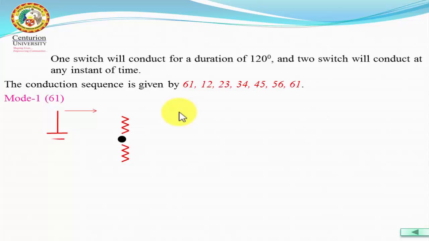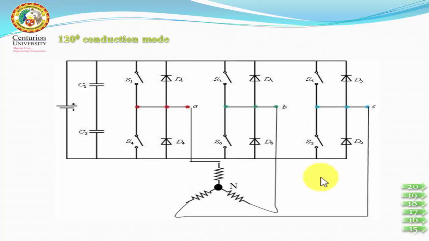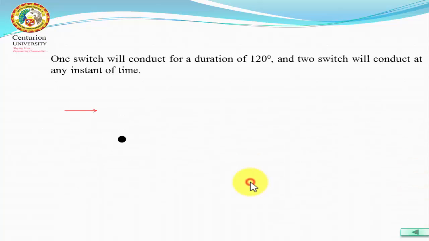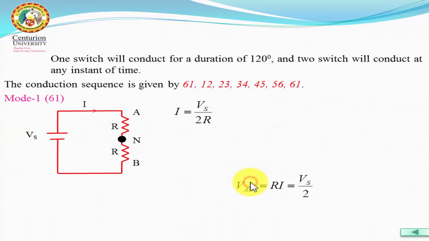So mode 1. When 6 and 1 are conducting, how will the circuit be? Where is 6? Yes, this is 6 and this is 1. When 6 is conducting, B is connected to the negative, and when 1 is conducting, A is connected to the positive. So it is a very simple circuit. This is the equivalent diagram now.